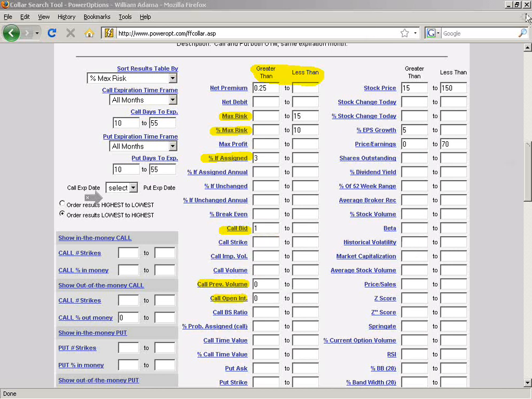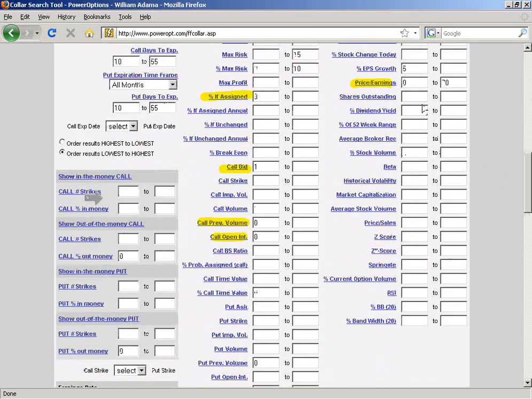Okay? Now remember, when we looked at that profit and loss chart, the standard collar that we're looking at right now is a neutral to bullish position. Okay? So here I can put in ranges. I have ranges set in for the default search for earnings per share growth and price per earnings. Let me start over again. I'm only looking for a stock that has at least 5% earnings growth from last year to this year. And I'm only looking for a basic PE ratio of 0 to 70. But I can put in several different criteria here.